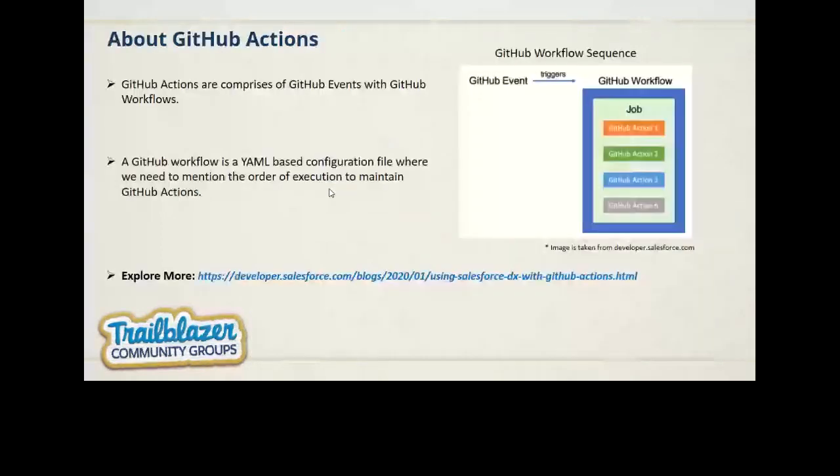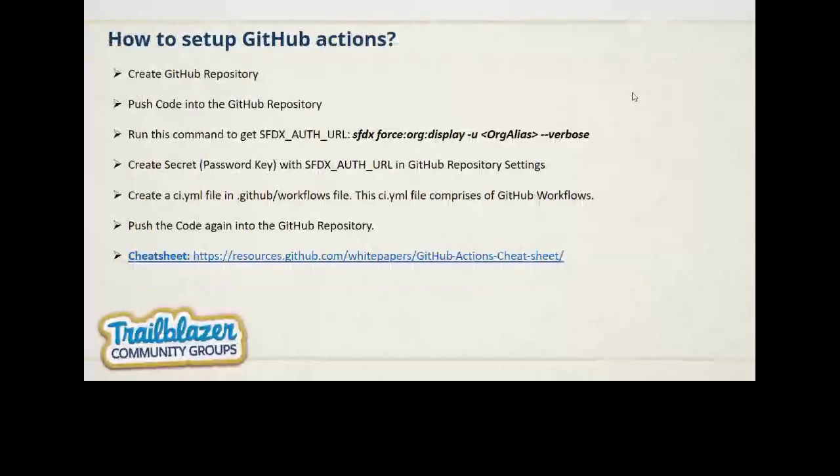Now, just to know the basic details of GitHub Actions. GitHub Actions comprise GitHub events with GitHub workflows. A GitHub workflow is a YML based configuration file where we need to mention the order of execution to maintain GitHub Actions. Here you can see the picture of the GitHub event with the GitHub workflow. A GitHub workflow is nothing but a set of GitHub jobs of GitHub Actions. We will show all those steps in the demo.